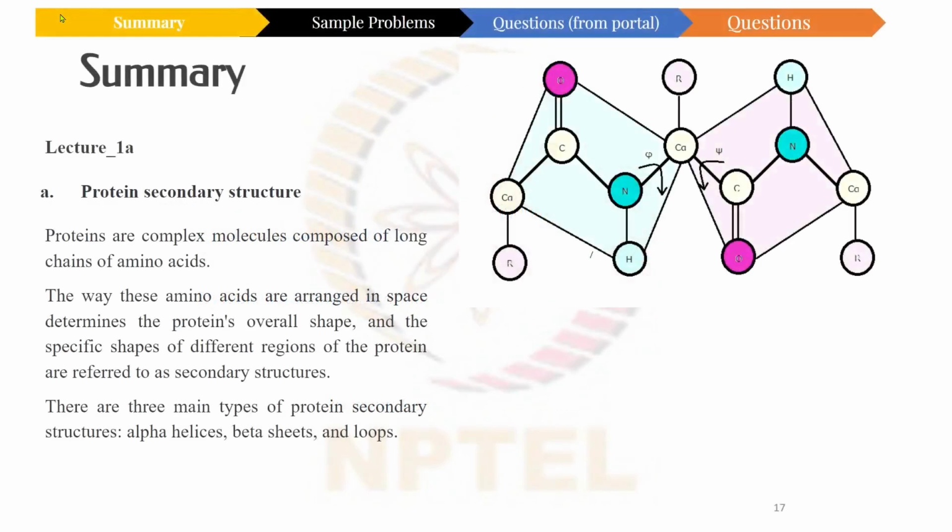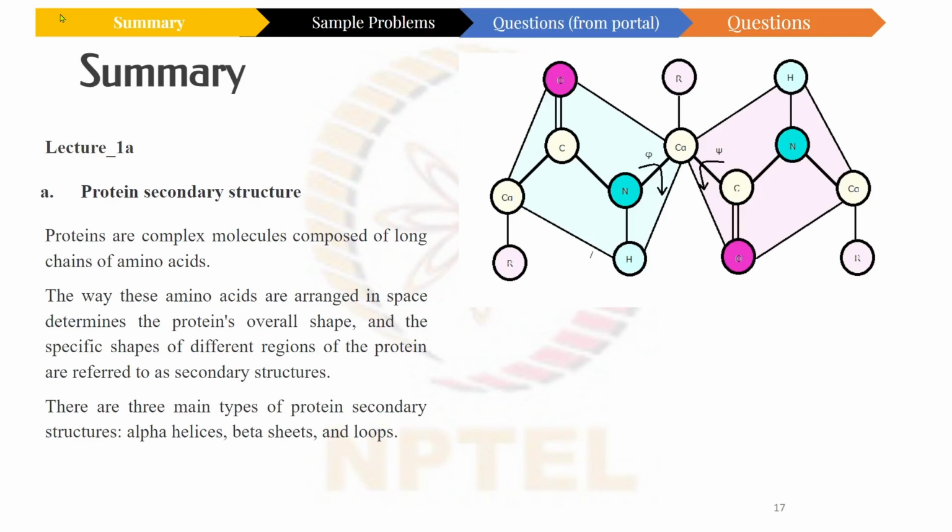Then we have protein secondary structures. So proteins are complex molecules composed of long chains of amino acids. The way these amino acids are arranged in space determines the protein's overall shape, and specific shapes of different proteins are referred to as secondary structures. That is, the local arrangement of these amino acids is often termed secondary structure. There are three main types of protein structures, that is alpha helices, beta sheets, and loops.